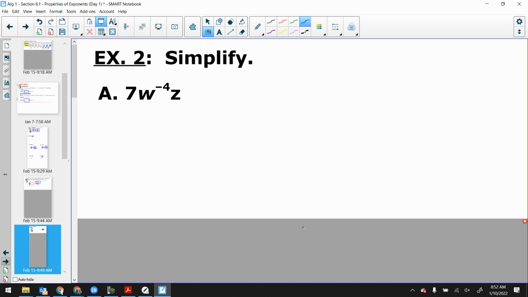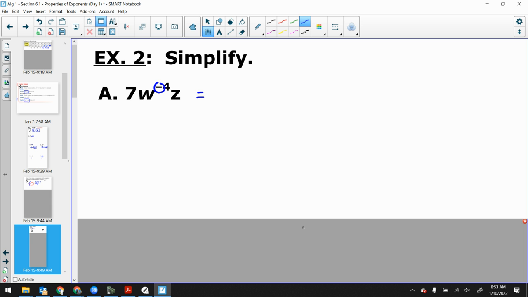7w to the negative fourth times z. Now, first off, you might be saying, what do I even do to this thing? Well, if there's negative exponents, you have to remove the negative exponents. Negative exponents are not simplified. So I have got to get this negative exponent to go away. That's the piece that's not simplified here.